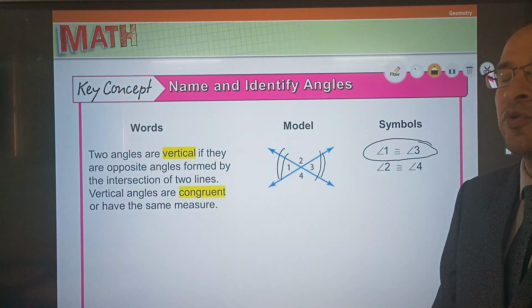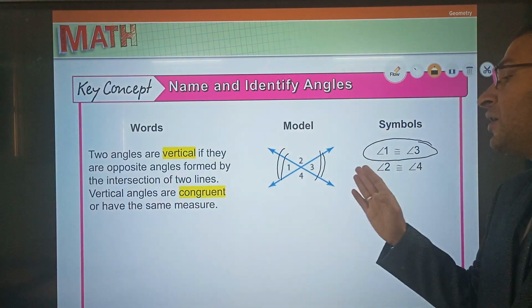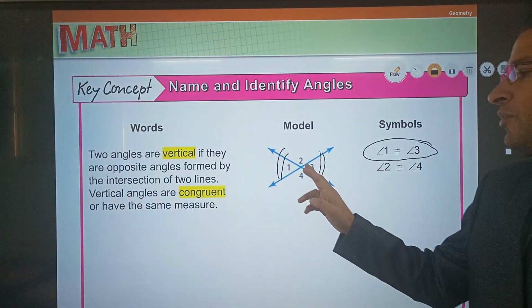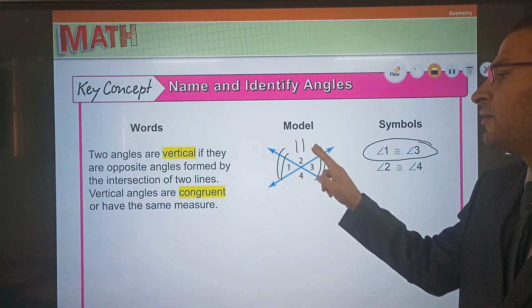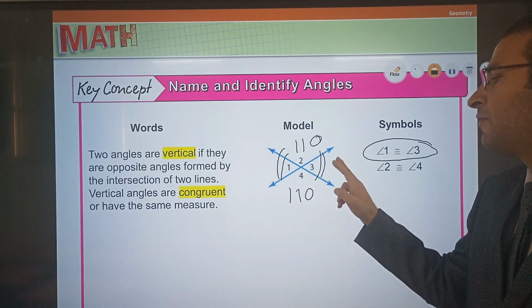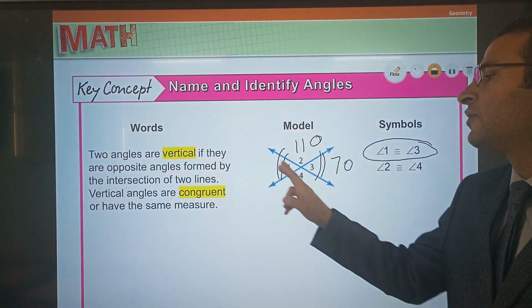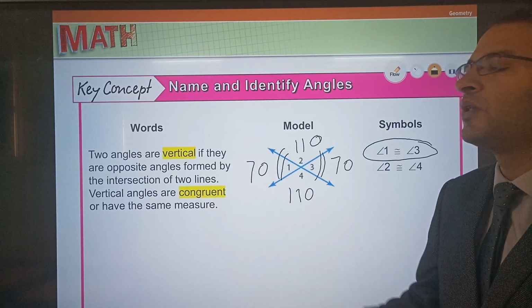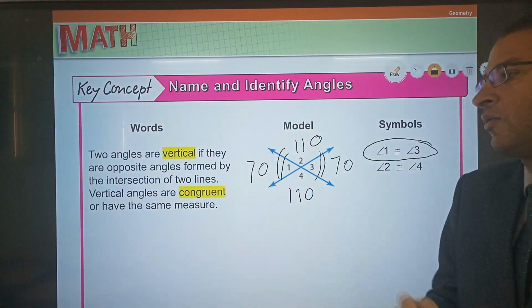What is the meaning of congruent? They are equal in measure, the same number. If this one is 110, this one will be 110. If this angle is 70, the opposite angle will also be 70. So the opposite angles are equal.